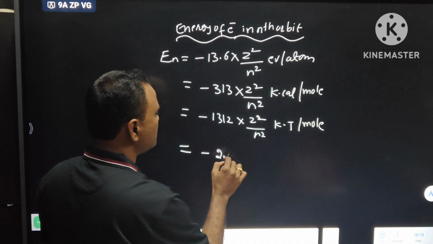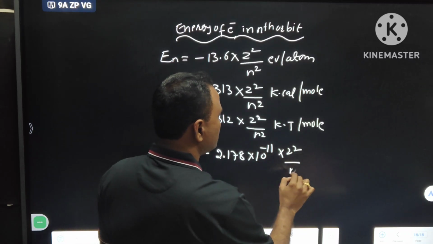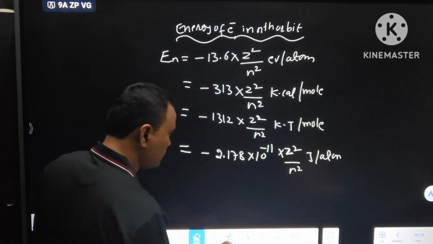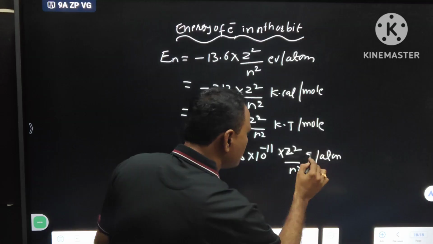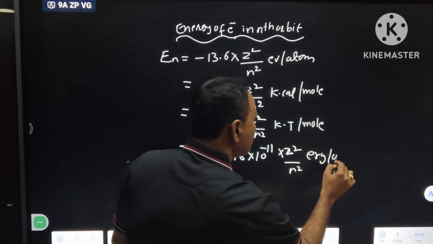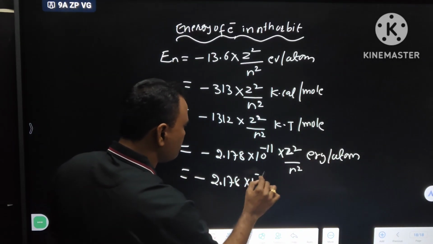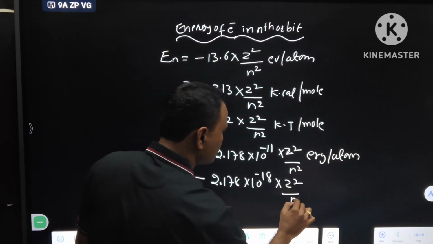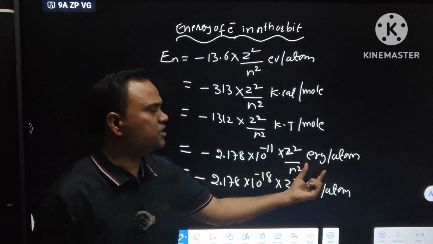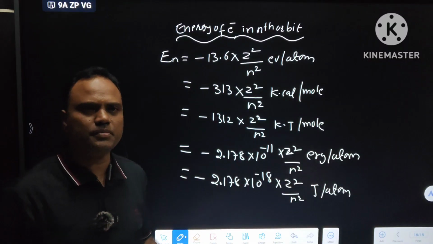Next, minus 2.178 into 10 to the power of minus 11 into Z square by n square, sorry, erg per atom, or minus 2.178 into 10 to the power of minus 18 into Z square by n square, joule per atom. All are very, very important. Sometimes you have to calculate energy in ergs, sometimes in joules. So every formula is important. Don't skip any single formula.